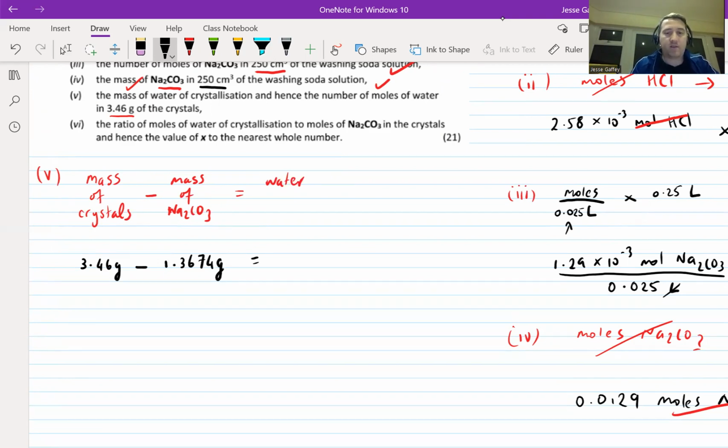Okay, and that gives us 2.0926 grams of water. Okay, now what was the second part? It says hence, so we've calculated the mass of the water, and it says hence the number of moles of water. Okay, so we've got grams of water. Now we're going to convert to moles of water. Pause the video and go from grams of water to moles of water.